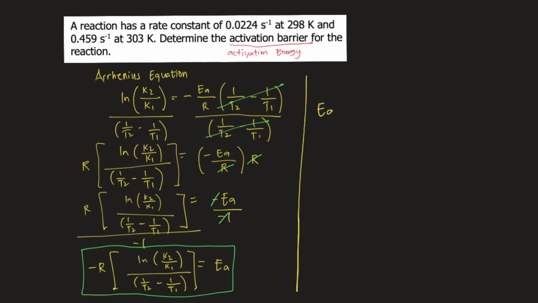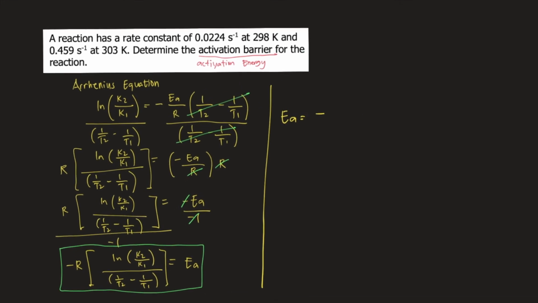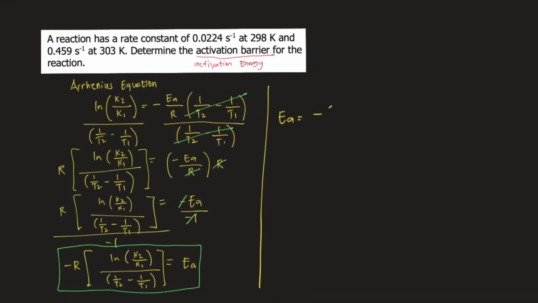So activation energy is equal to negative R. What is the value of R? R is 8.314 joules per mole K. So you will not use the other R that we usually use in the ideal gas equation. For the Arrhenius equation, you will use the R with the unit joules per mole Kelvin.